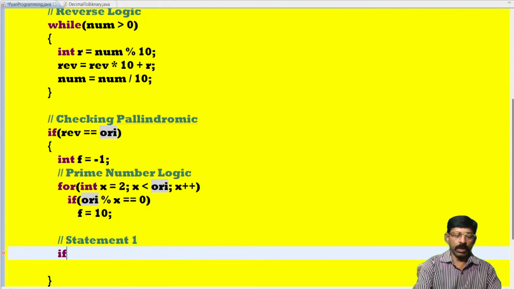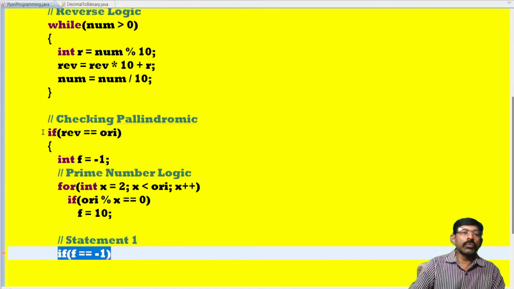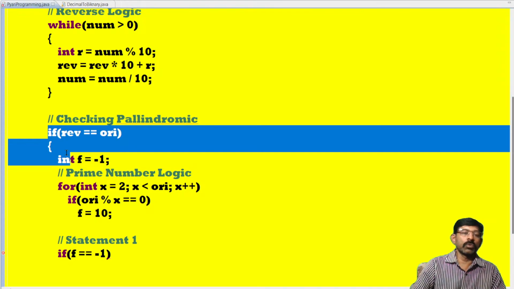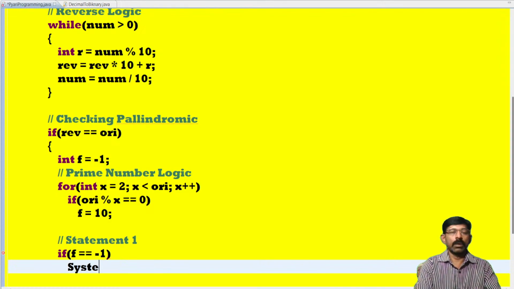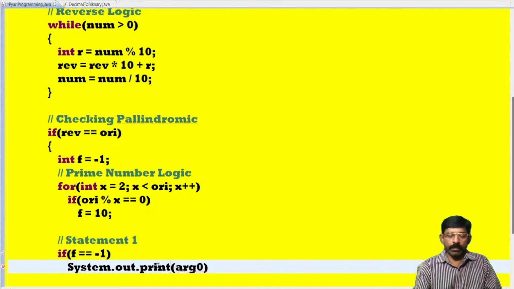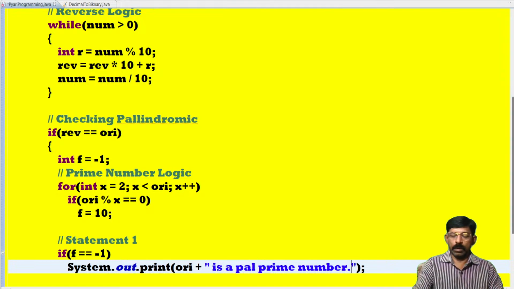Yes, that means if f is equal to -1, then it is a prime number, and above we have already checked it as a palindrome. So I don't need to check palindrome anymore. So directly here I can say System.out.print. This is a completely 10th class model I am giving, inside which I will say, ORI or REV, both we can take, is a Pearl prime number.